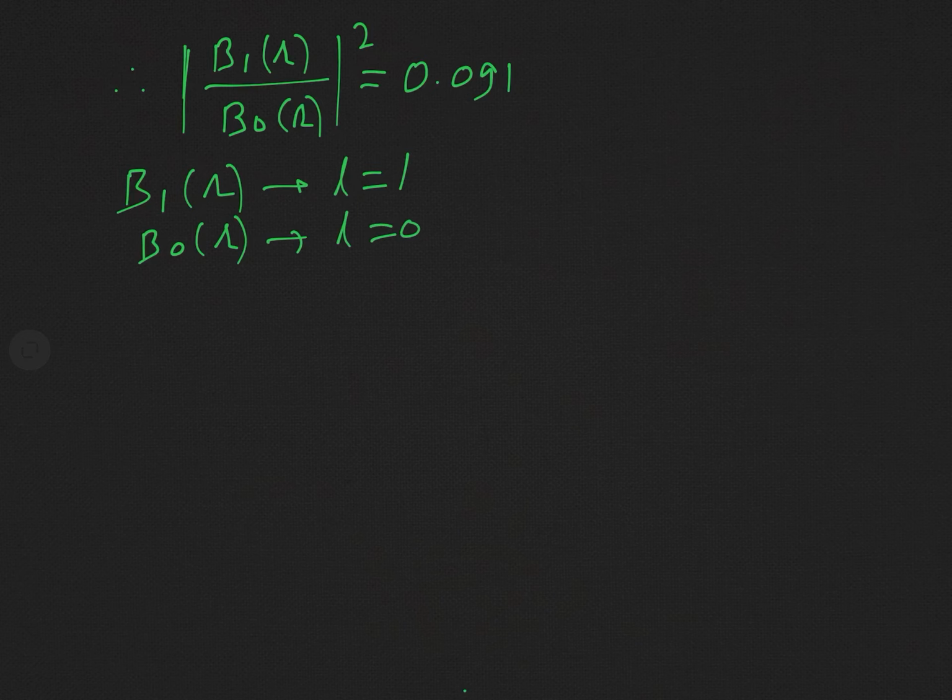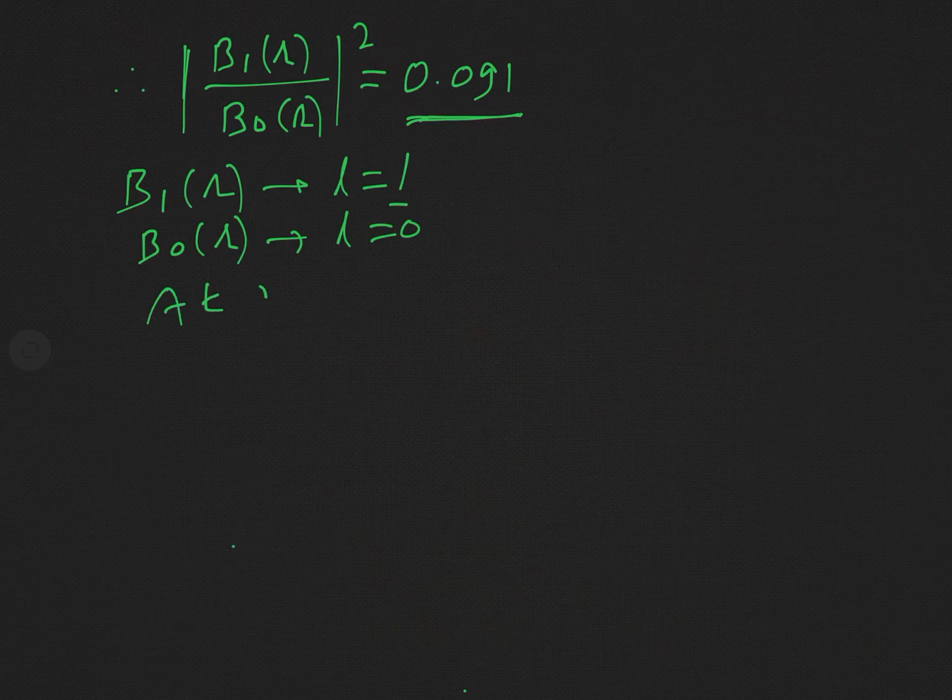And we find that this ratio is actually very small. It is 0.091. So it is evident from this result that only about 9% of the scattering is due to the neutron with L equal to 1. If you multiply this ratio by 100, you will get the percentage value, and that will be 9%.